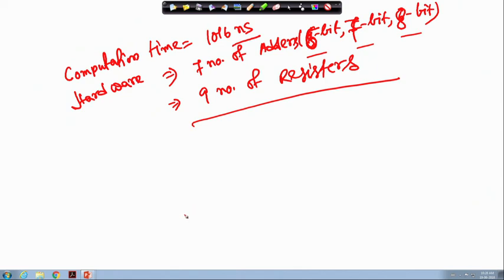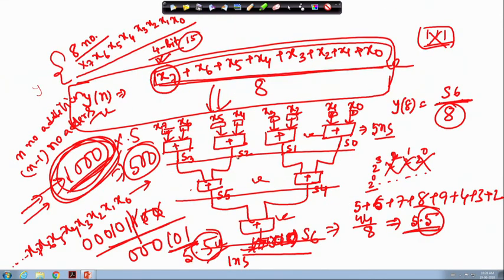So, if I consider this particular circuit, that parallel architecture, this is the total computation time, and this is the hardware requirement for this corresponding circuit.